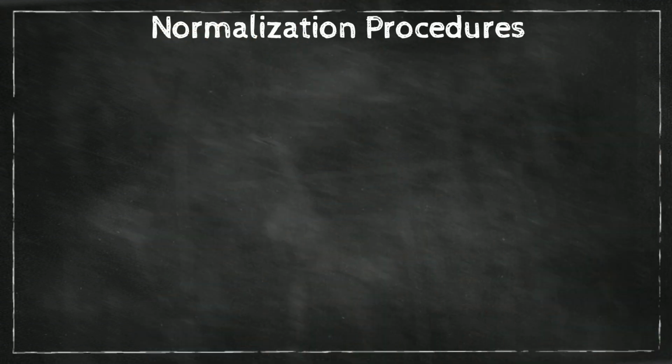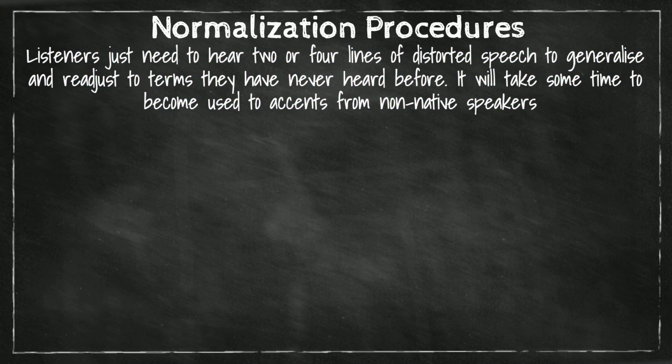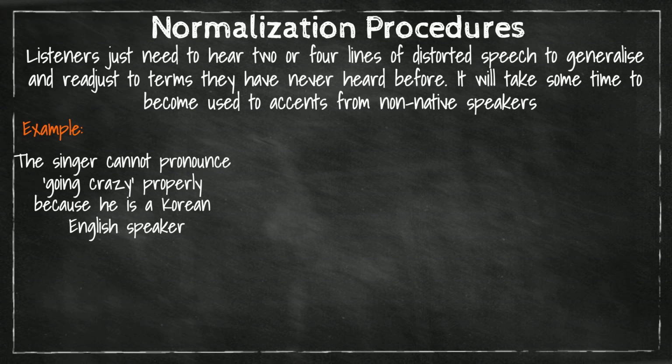The first speech perception mechanism that we can use for understanding distorted speech is normalization procedures. Listeners just need to hear 2 or 4 lines of distorted speech to generalize and readjust to terms they have never heard before. It will take some time to become used to accents from non-native speakers. For example, this video shows that the singer cannot pronounce "going crazy" properly because he is a Korean English speaker.